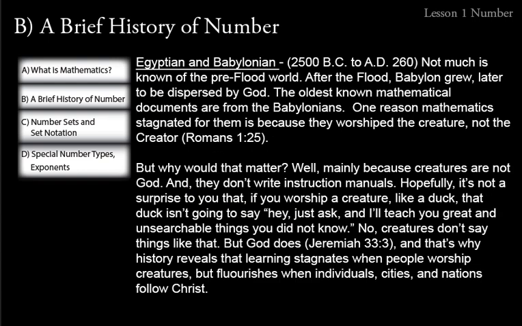So briefly going through the history of number here, the Egyptians and Babylonians, 2500 BC to AD 260, around that time frame. Not much is known of the pre-flood world before the Babylonians, and that kind of makes sense since everything got wiped away. After the flood, though, Babylon grew, later to be dispersed by God, and the oldest known mathematical documents are from the Babylonians. And one reason mathematics stagnated for them, it's interesting, has to do with what they worshiped. They worshiped the creature, not the Creator.